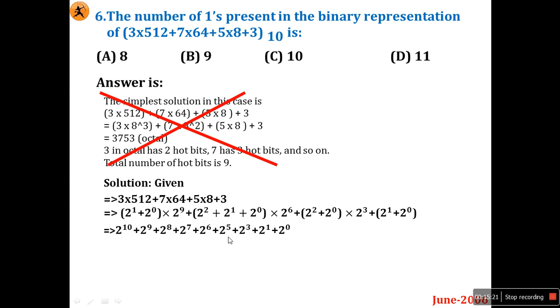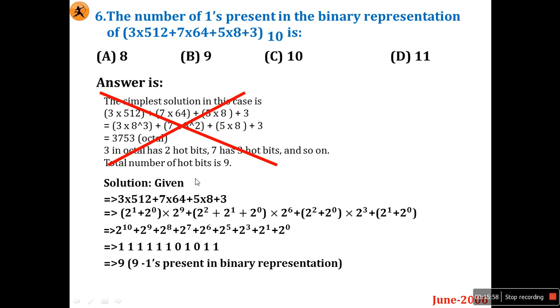The bases are the same, just add, then just count. Here 10th place is 1, 9th place 1, 8th place 1, 7th place 1, 6th place 1, 5th place 1, 4th place is 0. Then 3rd place is 1, 2nd place is 0, 1st place is 1, 0th place is 1. Okay, then count the number of ones: 1 2 3 4 5 6 7 8 9, 9 ones.